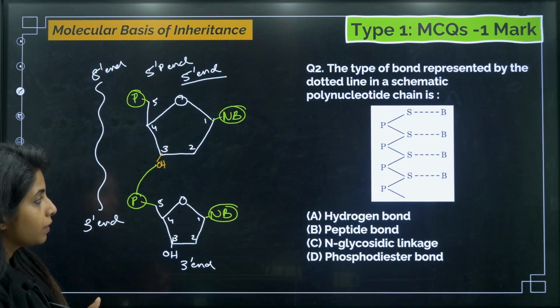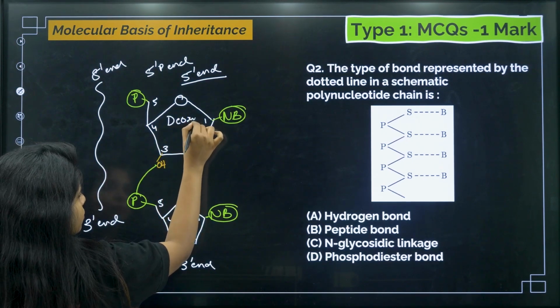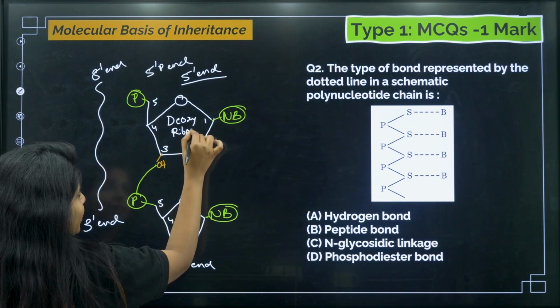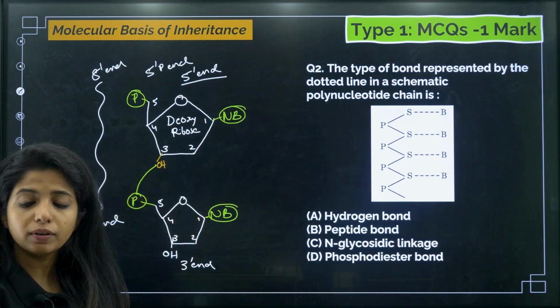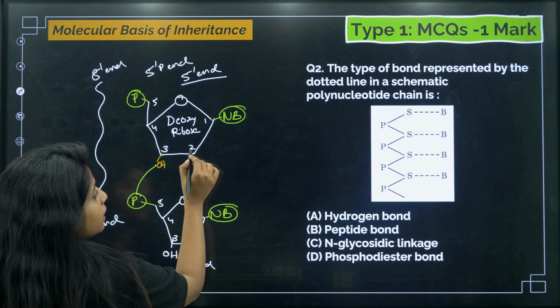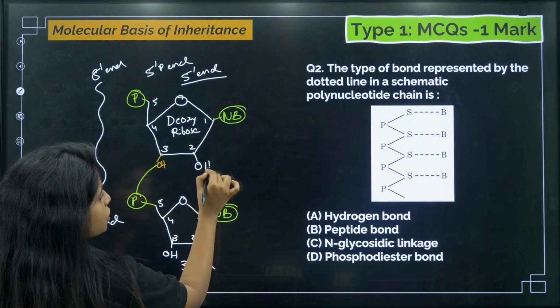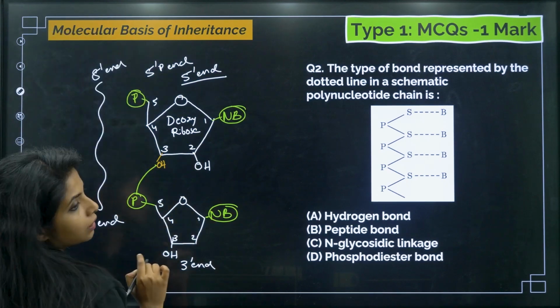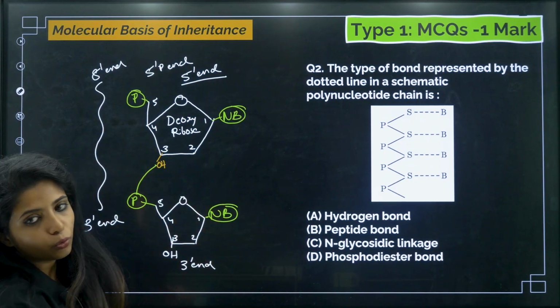Now this sugar that you see over here is deoxyribose. So in the case of DNA, you have deoxyribose. In the case of RNA, you have ribose sugar. What is the difference between deoxyribose and ribose? Basically in the case of ribose sugar, in the case of RNA, it will have an OH group over here. But in the case of DNA, there is no OH group.